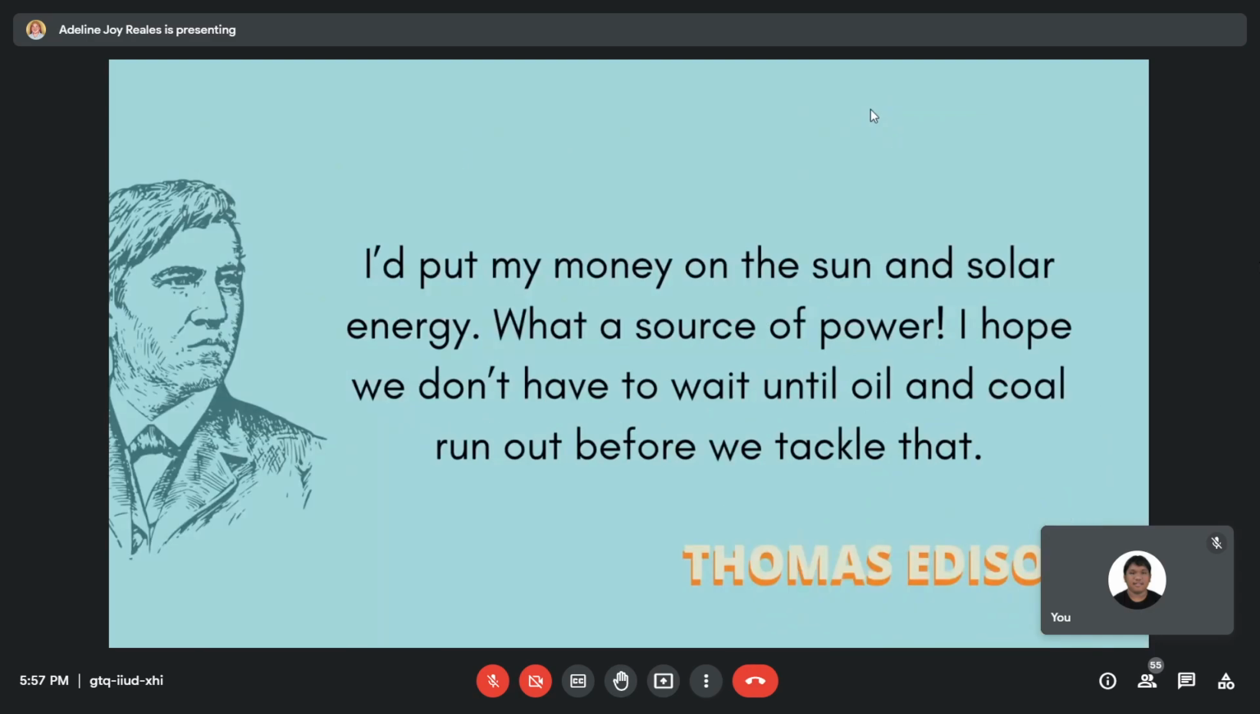Before we head towards the end of my report, let me leave you with this adage from Thomas Edison. I'd put my money on the sun and solar energy. What a source of power. I hope we don't have to wait until oil and coal run out before we tackle that.